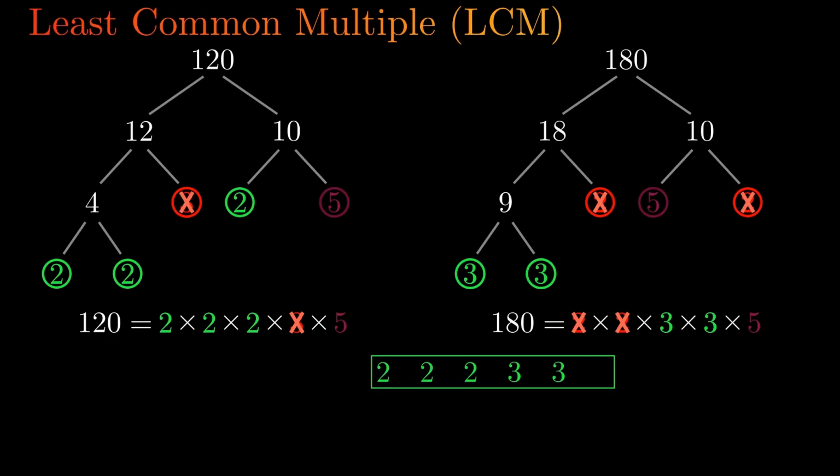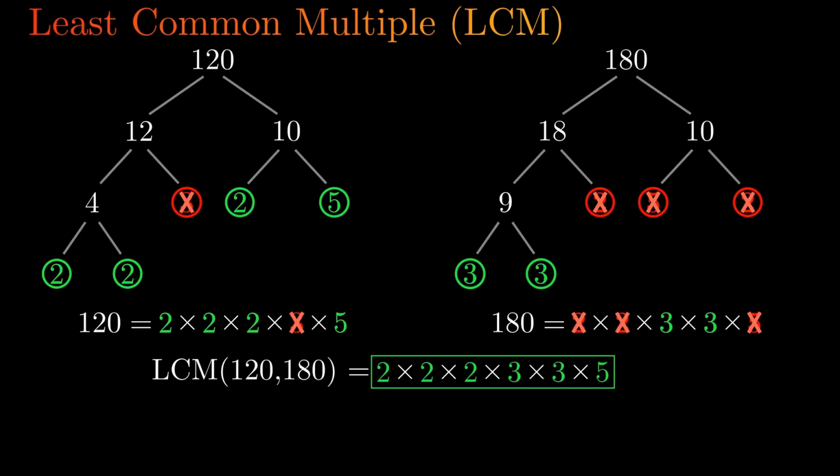Finally, the 5's. They both have exactly 1 5. It's a tie. So we just need 1 5. Now we just multiply the winners together. 2 times 2 times 2 equals 8. 3 times 3 equals 9, and the 5. 8 times 9 is 72, and 72 times 5 is 360. So the LCM of 120 and 180 is 360. It's the smallest number that both 120 and 180 can divide into perfectly.